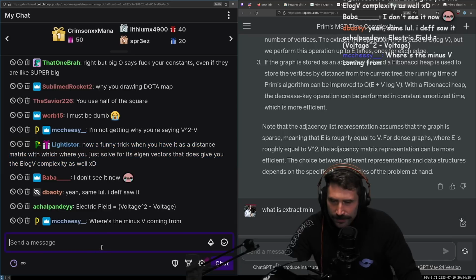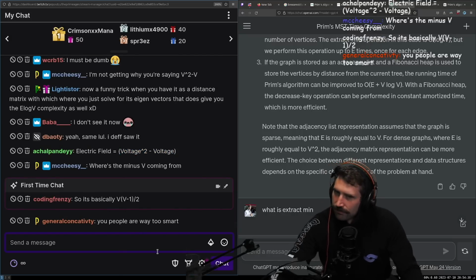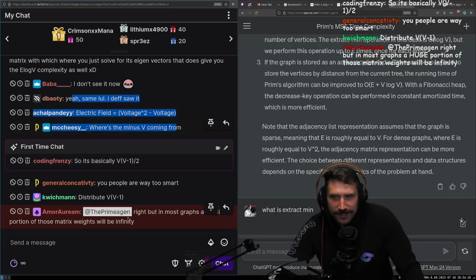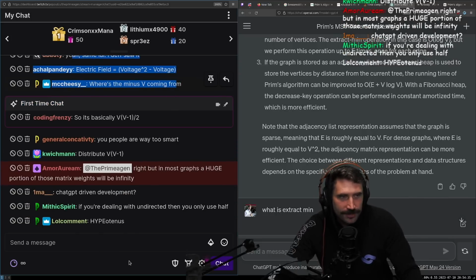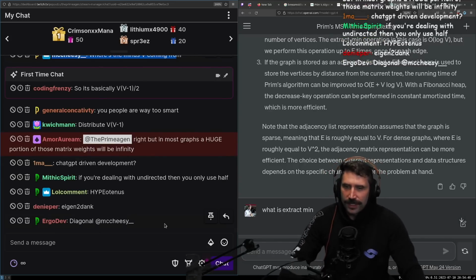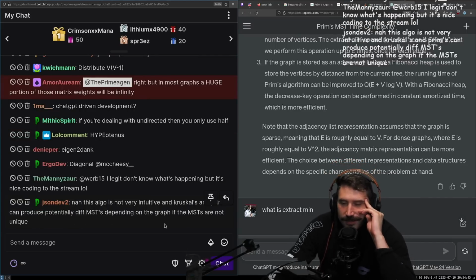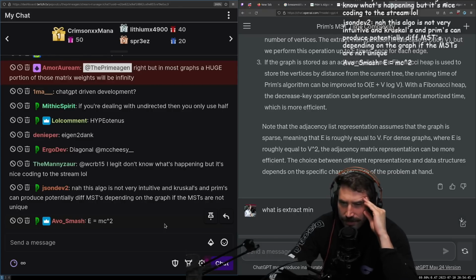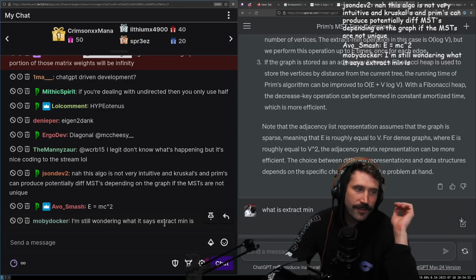Oh, really? Interesting. Electrical field is voltage squared minus voltage. Are you trying to tell me there's something oddly similar here, that E equals V squared minus V? If you're dealing with an undirected graph, then yes, you can only use half. I know, but that doesn't somehow make it... See, nah, this algo is not very intuitive, and Kruskal's and Prim's can produce potentially different MSTs depending on the graph if the MSTs are not unique. Yeah, E equals MC squared. Shut the front door.